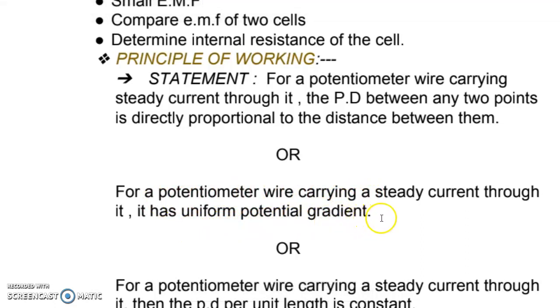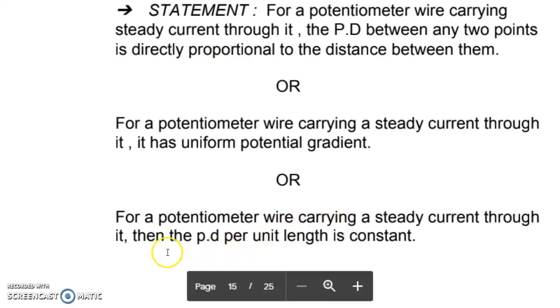What do I understand by a potential gradient? Potential gradient is just potential difference per unit length. So the third way of stating it is the same thing, that for a potentiometer wire carrying steady current through it, the potential difference per unit length is always constant.